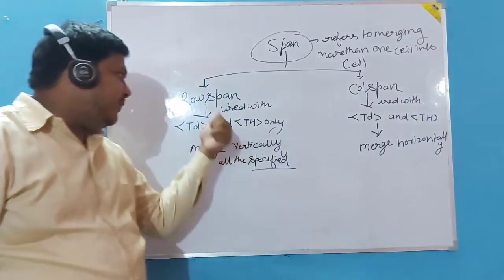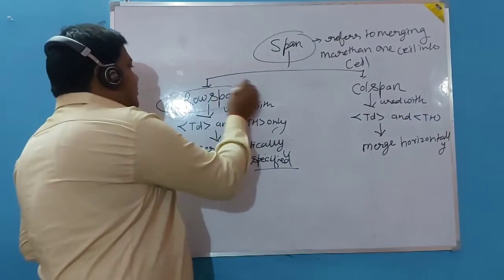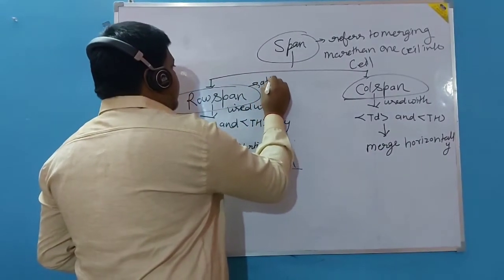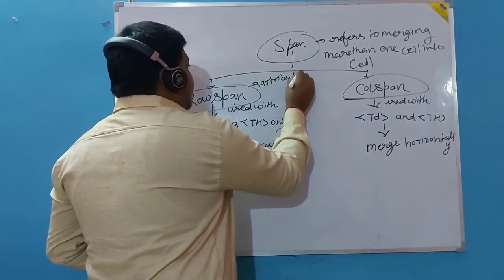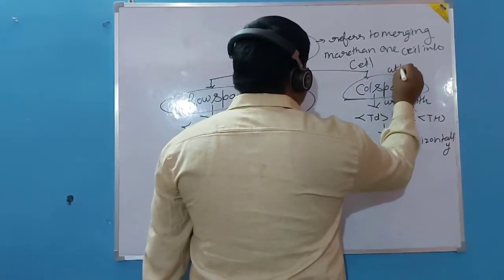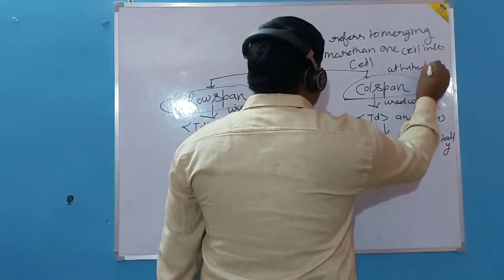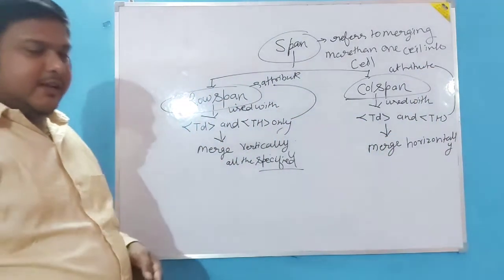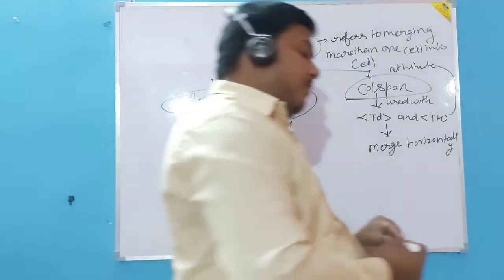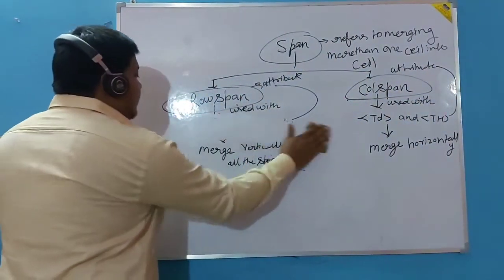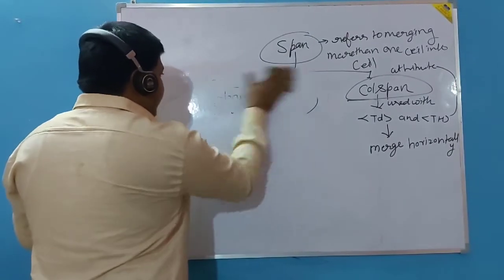Clear? That means both are attributes of which tag? TD and TH. It is an attribute of the TD and TH tag. So this is known as merging. Now by using the figure we will see which type of merging we will do and what a cell is.